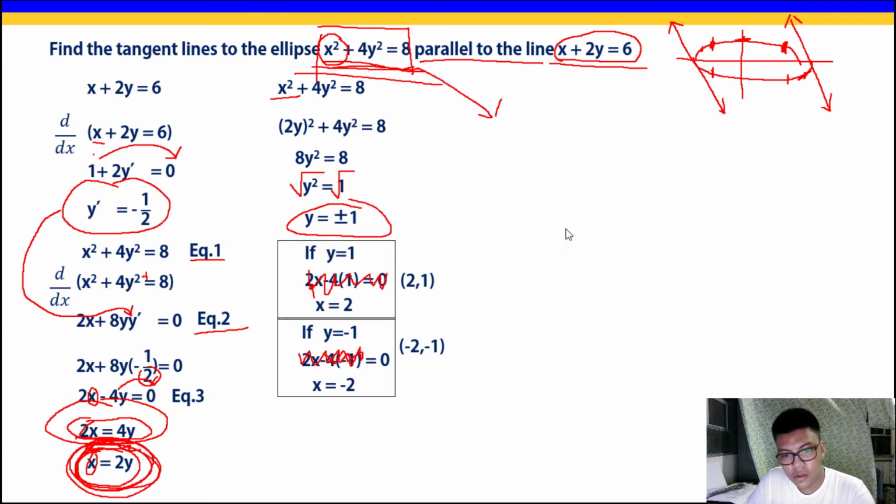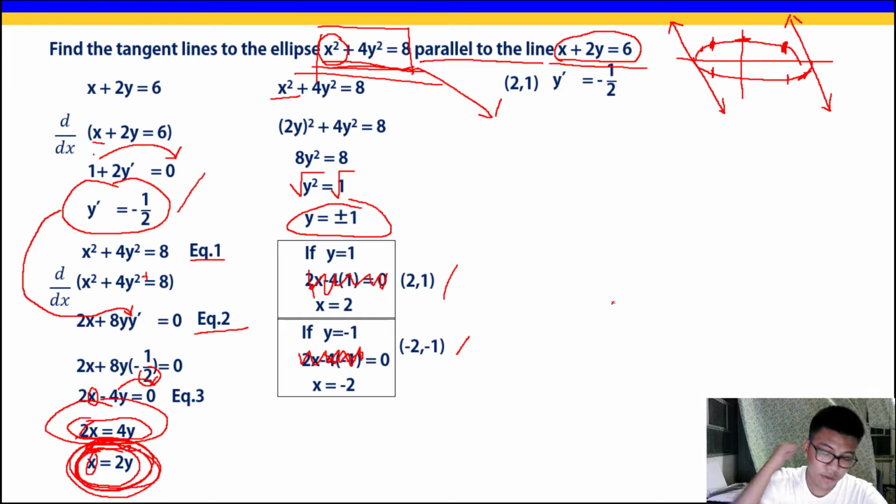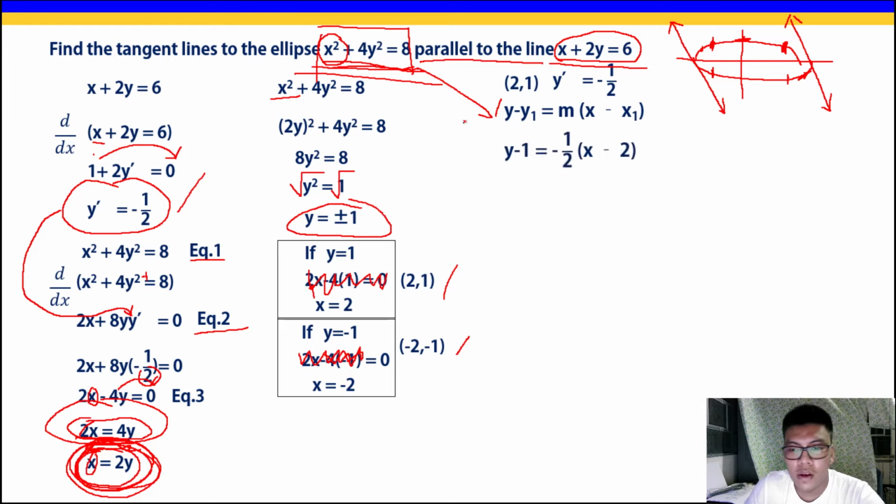Okay, so dalawa na ulit yung ating points. So, ipasok na ngayon natin sa ating point slope form. Meron tayong slope, meron tayong dalawang points. So, we have 2, 1, and slope na negative 1/2. So, y minus y sub 1 is equal to m times x minus x sub 1. So, y minus 1, y sub 1 natin ay 1. Then, slope natin, negative 1/2 times x minus x sub 1, which is 2.